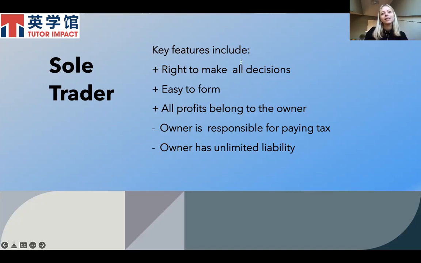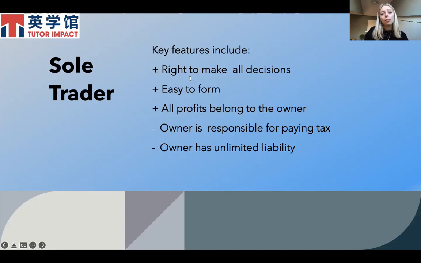What this means is that if the business owes anyone any money, it is the individual who runs the business who is personally responsible for paying that off. Say, for example, a sole trader borrows £100 from the bank. It is that individual who is personally responsible to pay back all of that £100. This is considered a disadvantage of the sole tradership because that person has unlimited liability, which means they could have to pay back an unlimited amount of money depending on how much the sole tradership owes.